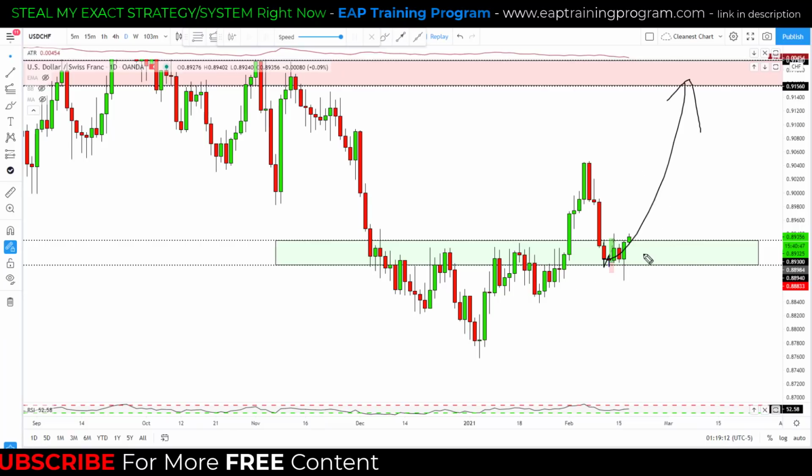But I'm not looking for this huge move up. Instead, I just need to see a bounce out of this market from this level using this reversal trading strategy. And that's the 3 steps I use when looking for reversals. I really hope you guys enjoyed it.